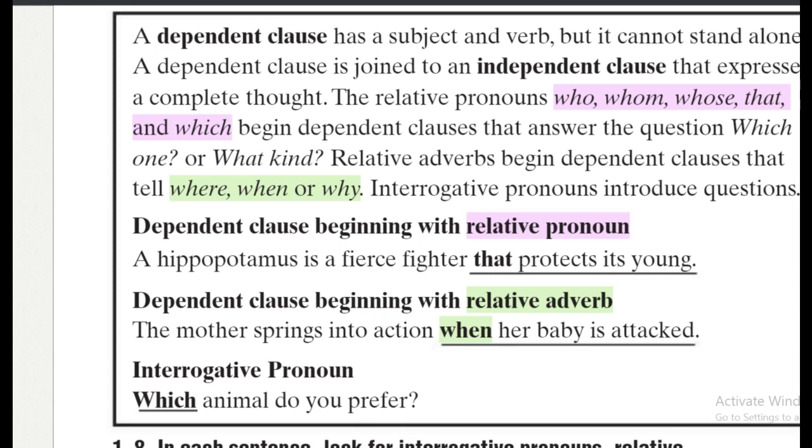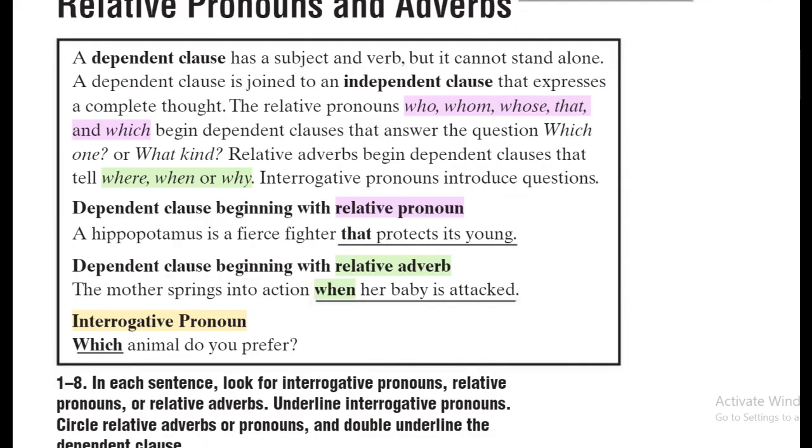There's a third part I want to speak about before I end the video, which is called interrogative pronoun. And these are the pronouns that start the questions, like the word which, in the example that says, which animal do you prefer? Now that we have an idea about the lesson of today, let's have some examples.